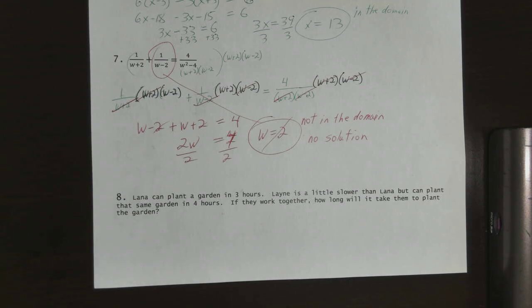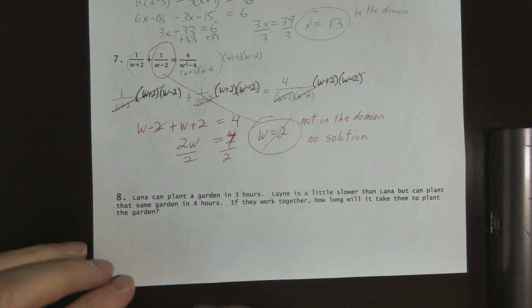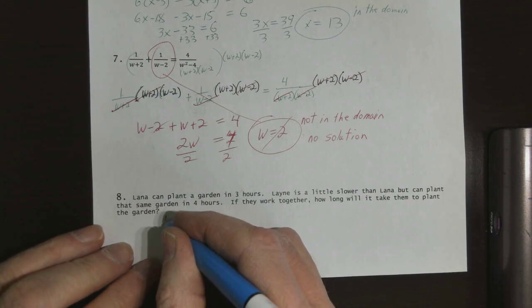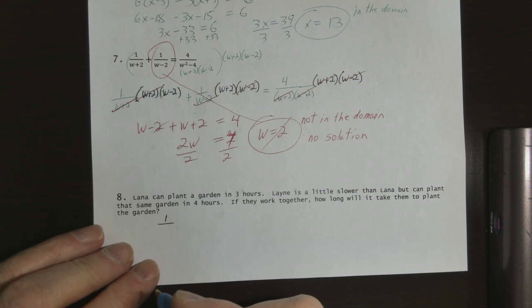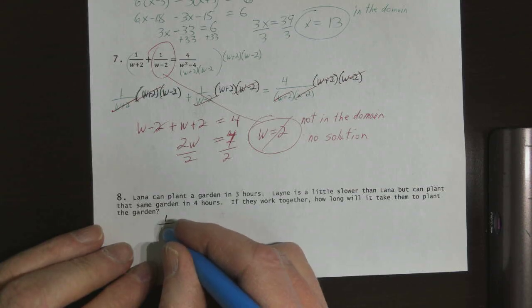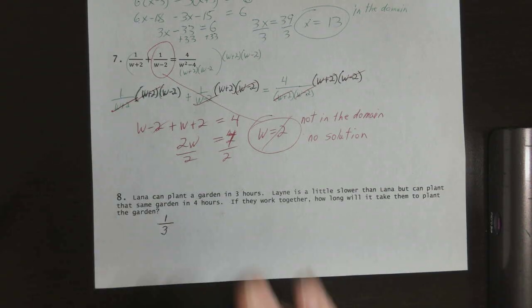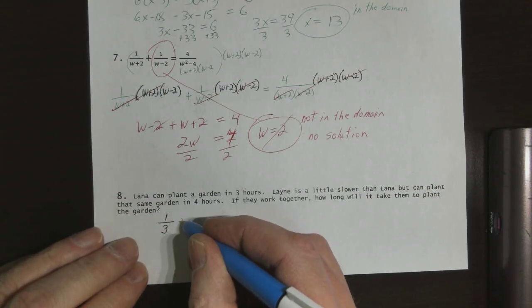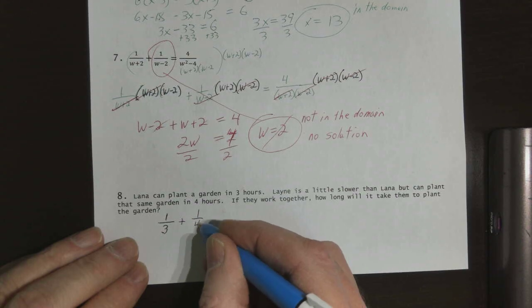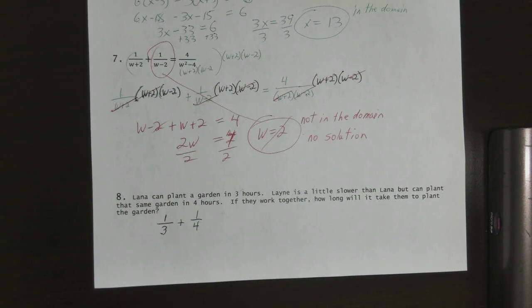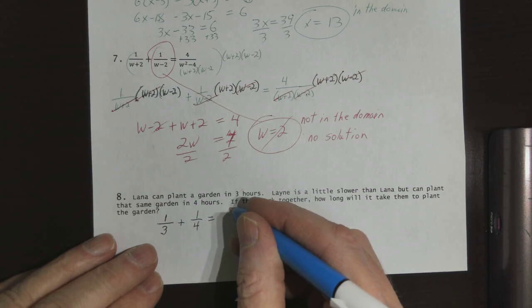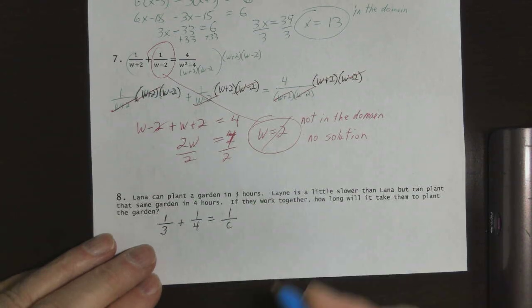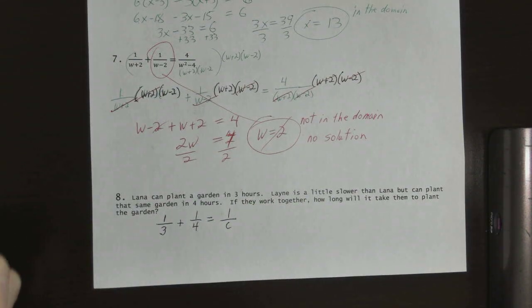So, I'm going to do Lana's rate. She can plant at a rate of 1/3 of a garden per hour. Lane can plant 1/4 of a garden in an hour. And what are their combined efforts? So that's the rate we deal with.